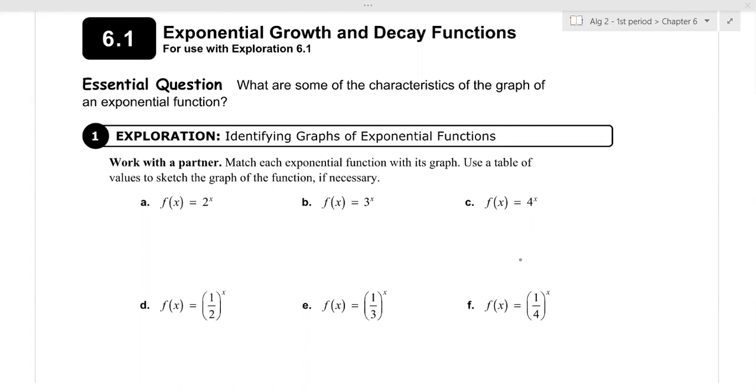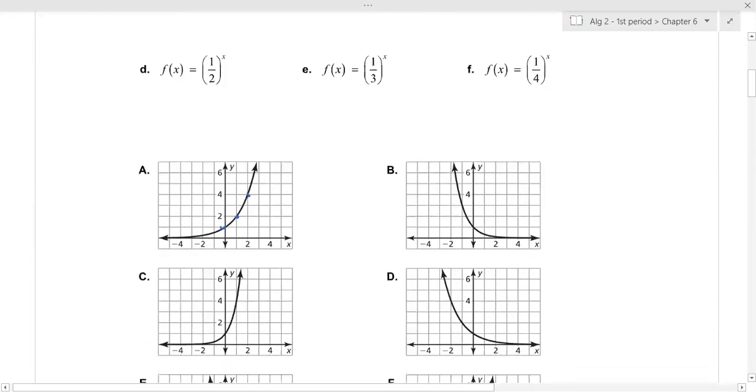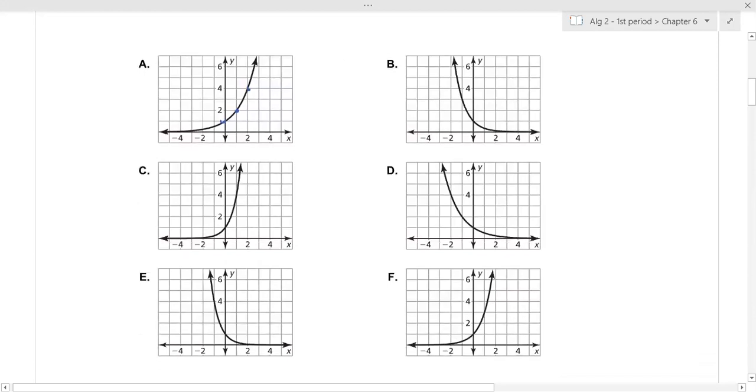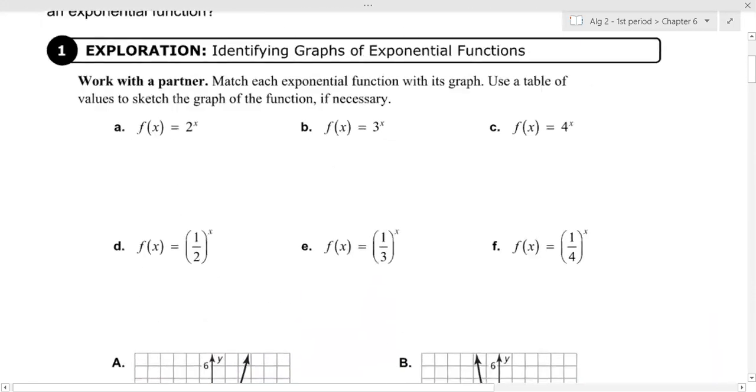We're going to be on page 156. If you will make sure you're there, please. Nope, I'm sorry. I take that back. 154. We're going to start with this exploration part. And really all it has you do is match these graphs that are at the bottom, A through F, with the functions.